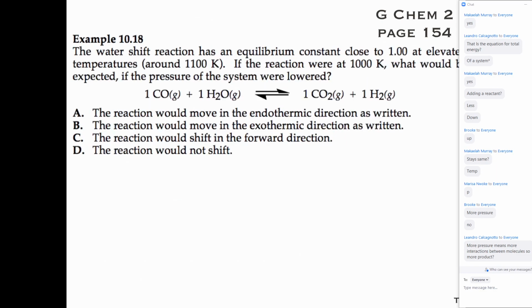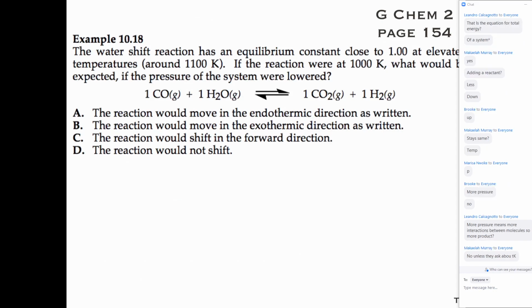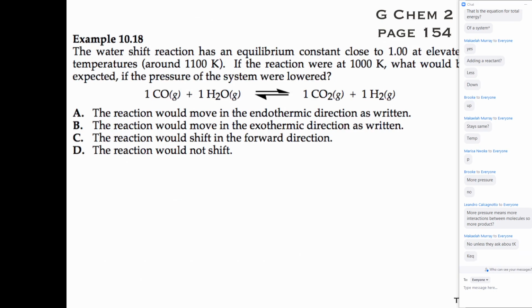For this one, water shift reaction has an equilibrium constant close to 1 at elevated temperatures around 1100 K. If the reaction were at 1000 K, sorry, what would be expected if the pressure of the system were lowered? I have no idea what that means. So we went to a different temperature. Is that even relevant? Not unless I asked about 1000 K compared to 1100 K.